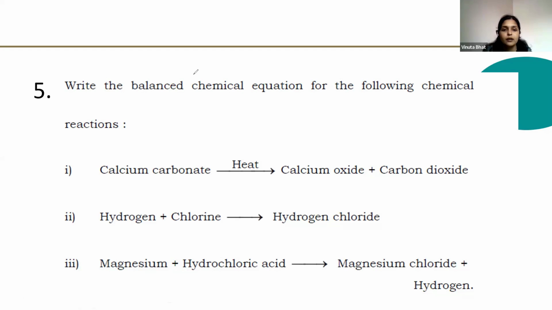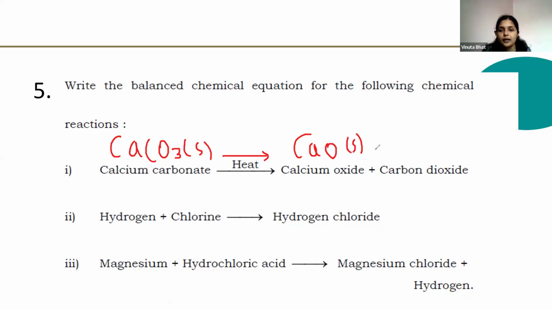Here, calcium carbonate, that is CaCO3, is in a solid state. When it is heated, it forms calcium oxide, CaO, solid state, plus carbon dioxide, that is in the gaseous state. So calcium carbonate, when it is heated, forms calcium oxide and carbon dioxide. This is the chemical reaction.